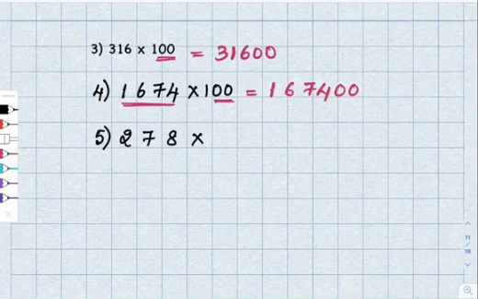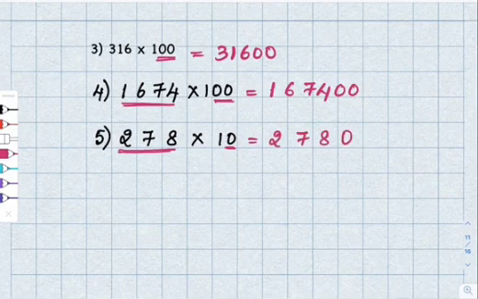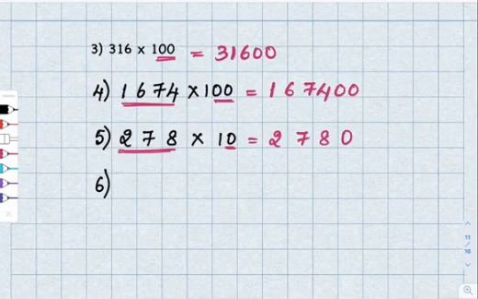278 into 10 will give you 2780 as the answer, in the same way. Now we'll check out a number which is multiplied into 1000.